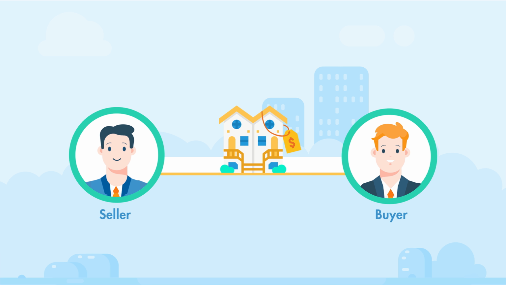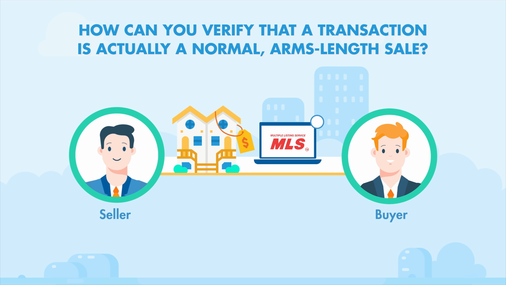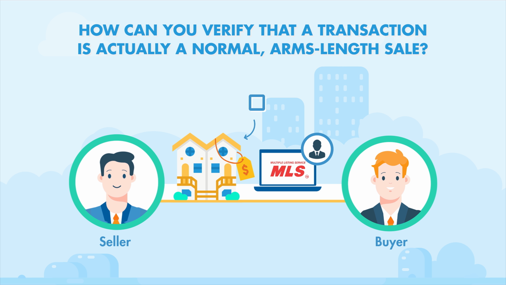So now that we clearly know the difference between an arm's length and a non-arm's length transaction, how can you verify that a transaction is actually a normal arm's length sale? Well, in most normal property transactions that occur through the MLS and are facilitated by a licensed real estate agent, if the price looks normal and there's no reason to think the buyer and seller know each other, then there's usually no additional scrutiny put on the deal to verify that the parties aren't affiliated, because it's fairly obvious just looking at the facts.